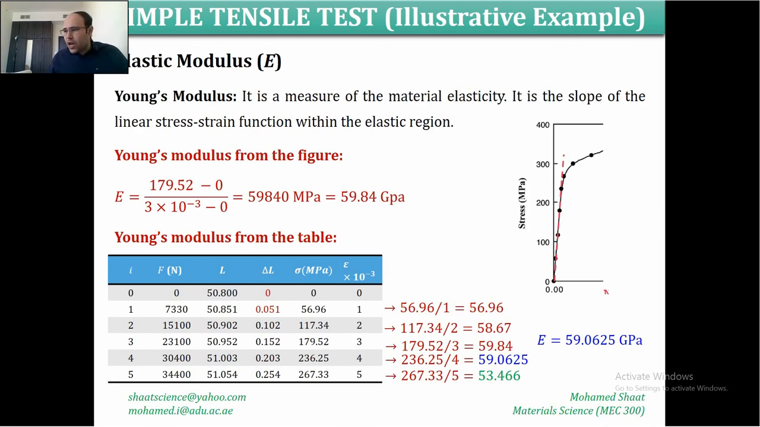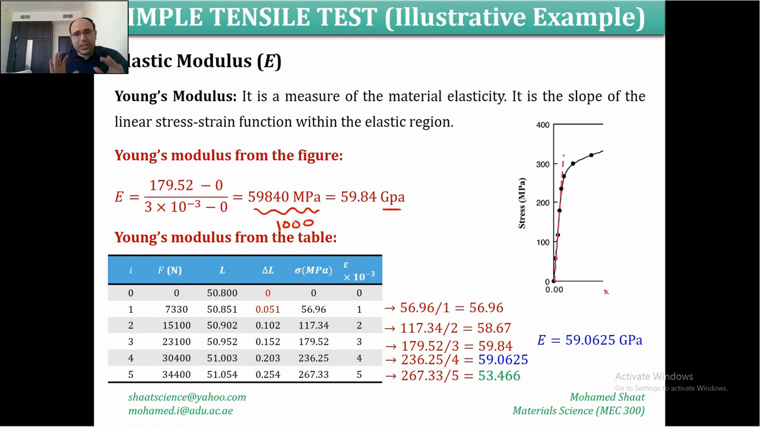This is how we can derive the elastic modulus from a given figure. Draw a line, allocate any two points to set up a triangle, find the slope of this triangle, and you end up with the elastic modulus. This will be the value of the elastic modulus as 59,840 megapascal. Why megapascal? Because we are using the same unit as the stress, which is calculated in megapascal. If you divide this value by 1,000, you convert megapascal into gigapascal. So this gives us 59.84 gigapascal as the elastic modulus of this material.